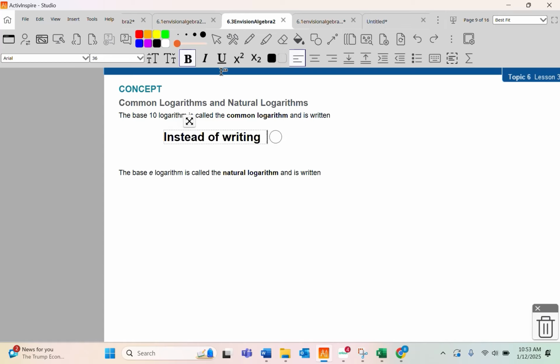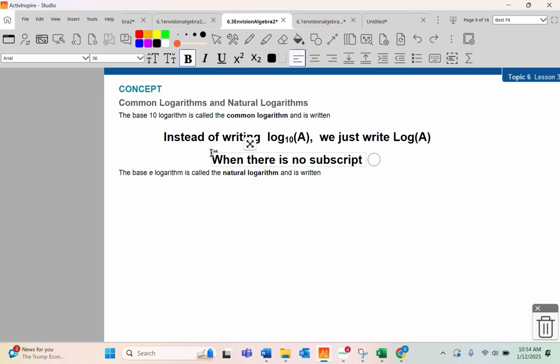Instead of writing log with a subscript of 10 of something, we just write log of something. So you have to understand that when there is no subscript, the understood base is 10.